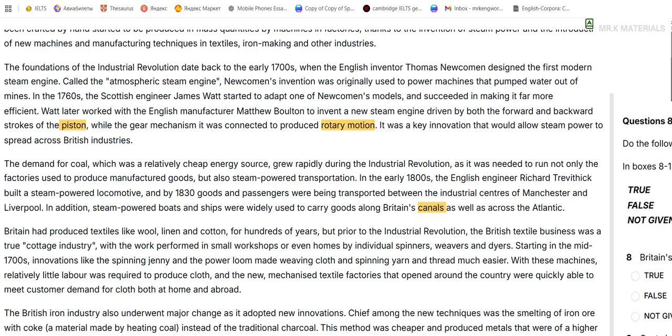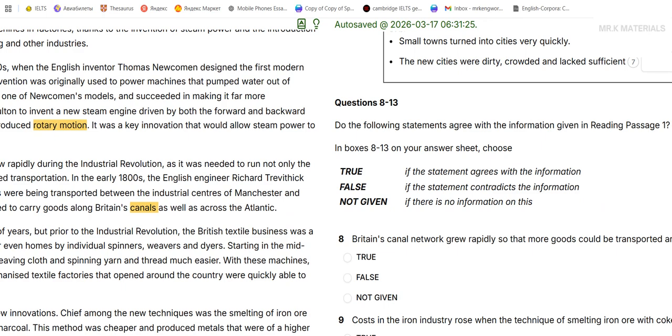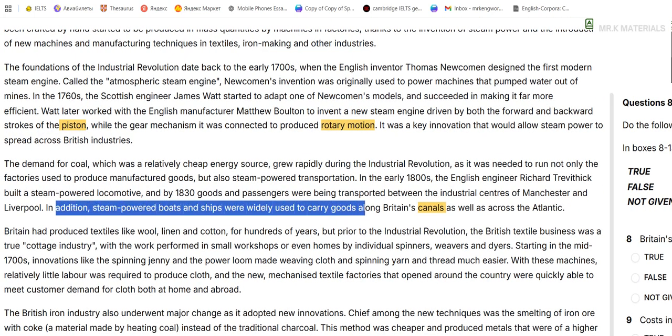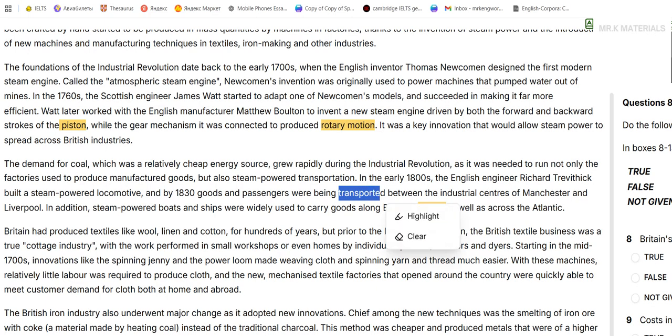Now, without rushing, I'm going to read until I get my full understanding. Они выросли, чтобы перевозить больше продуктов. Okay, it feels like the answer could be here, but I'm not sure. I'll always read from a previous sentence. I'm going to start from here, and read because it says transported here as well.